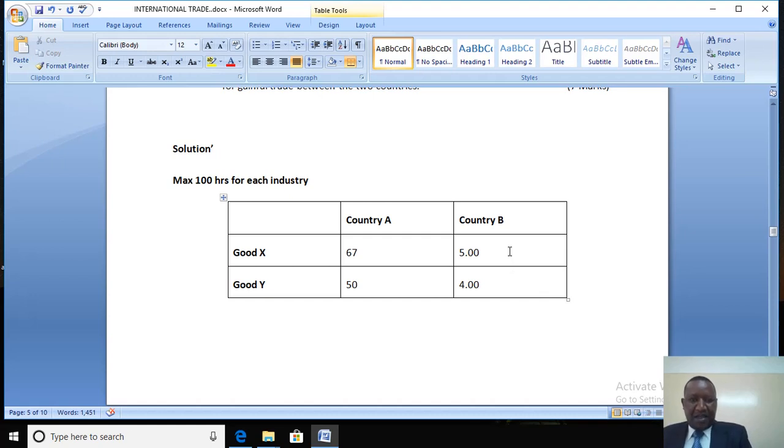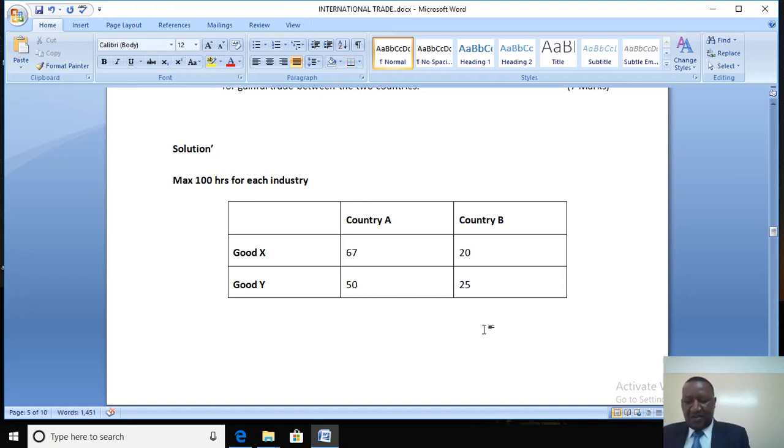Country B uses 5 hours to make 1 unit. So if we have 100 hours available, divided by 5, country B will only make 20 units of good X. Country B uses 4 hours to make 1 unit of good Y. If you have 100 hours available, the country will only manage to produce 25 units of good Y.